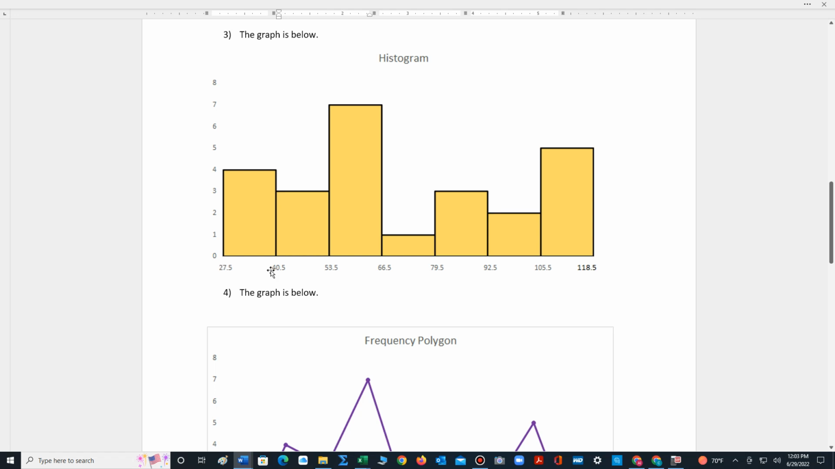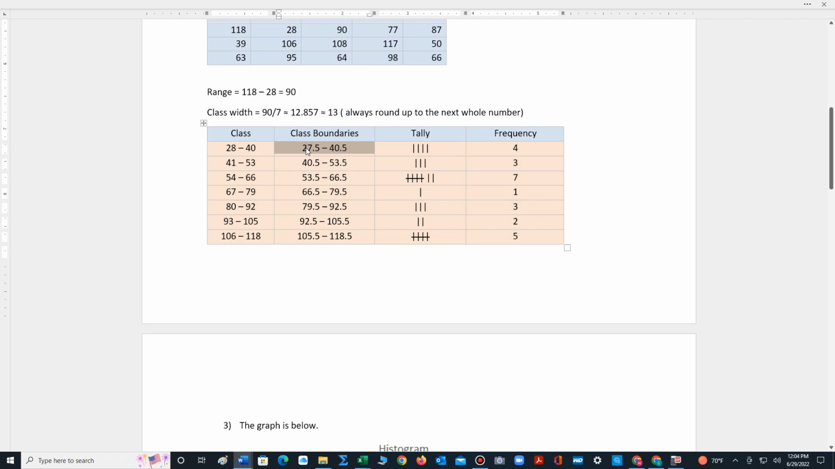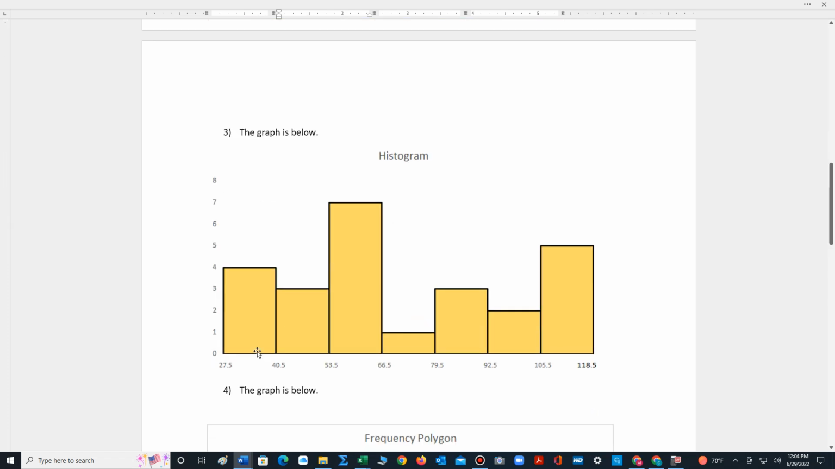And then I look at the pair. So the first rectangle will be constructed using this first pair of class boundary limits. On the y-axis, that uses frequencies, so we want to make sure we have consistent units there. If we go back to our table, the first pair of class boundary limits, 27.5 to 40.5, has a frequency of 4. So we go up 4 units and construct the rectangle.